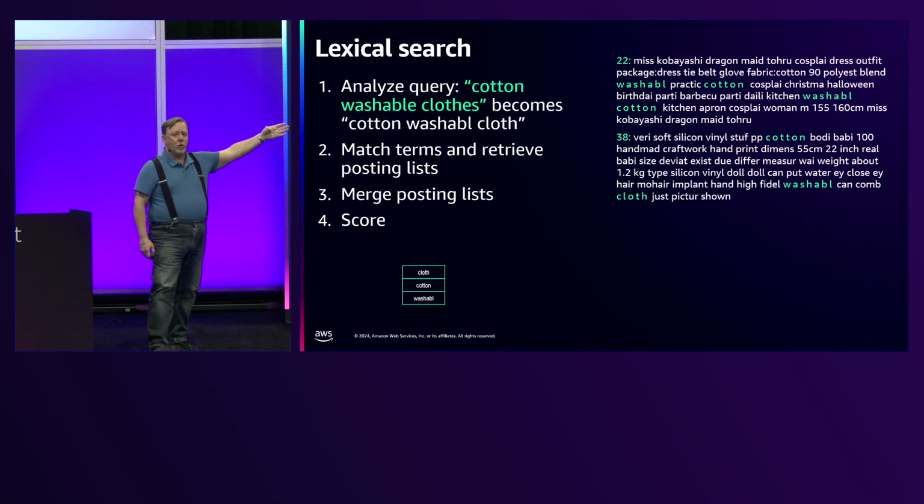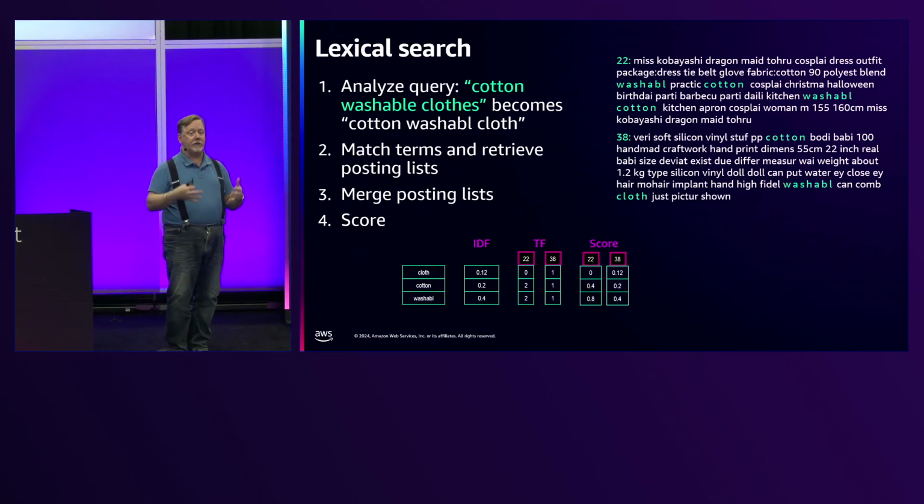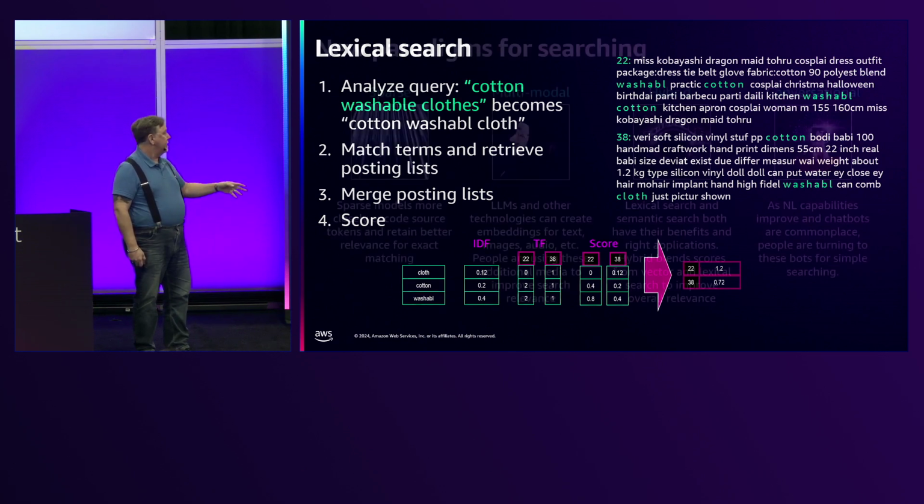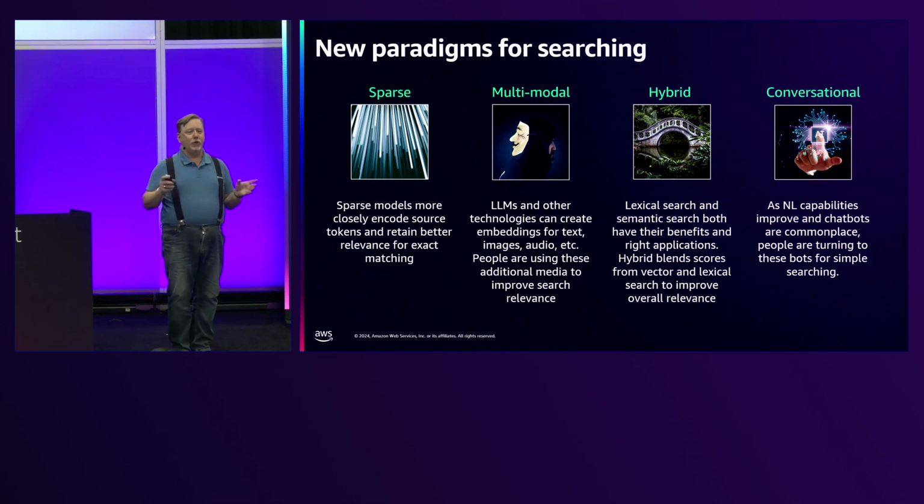I then match the words to the words, and I figure out which are the documents that have those words in them. So I take my "cotton washable cloth," and I have a ranking algorithm that says the word washable is fairly rare, so I give it a high score. The word cloth is fairly common, so it gets a lower score. I then multiply out to find a score for these two documents, right? And that gives me, in this case, the second one matches. That's lexical search in 2 minutes. Sorry, we can talk after, I can tell you more details.